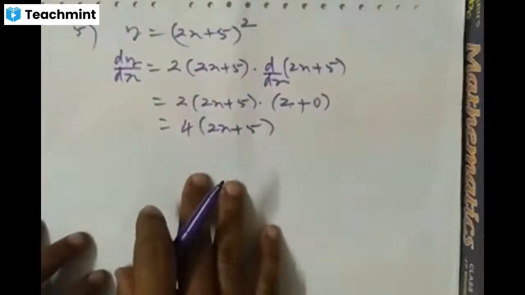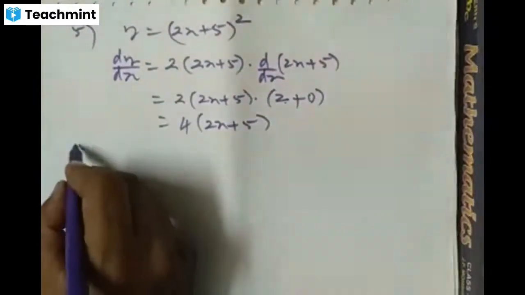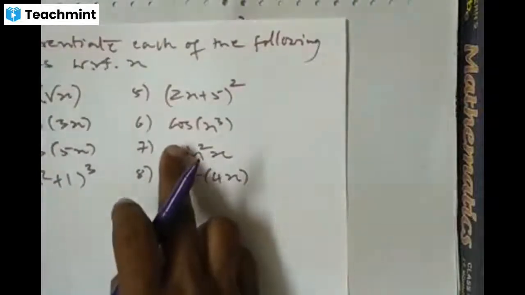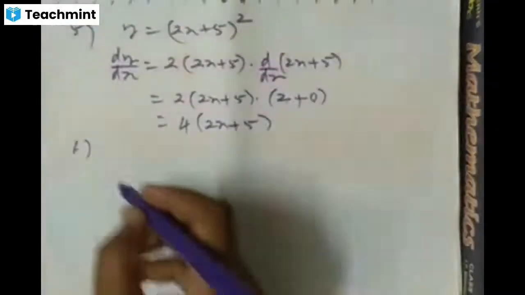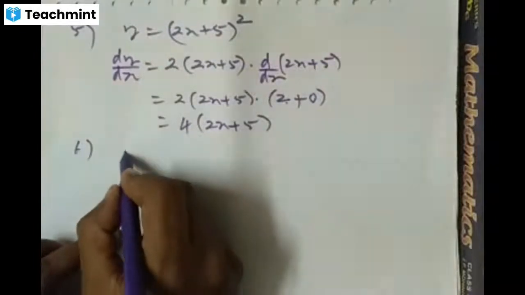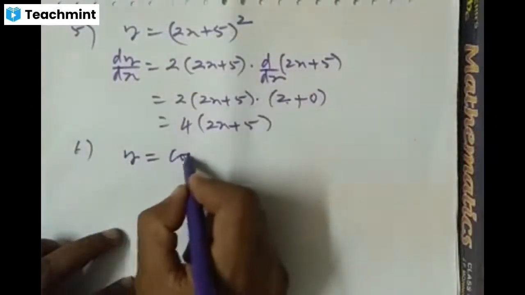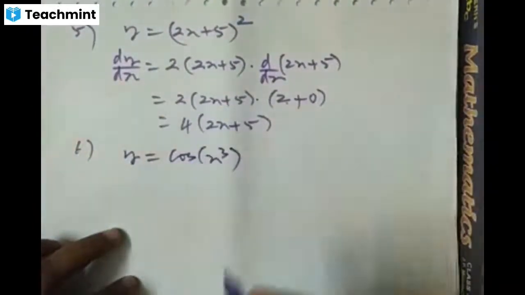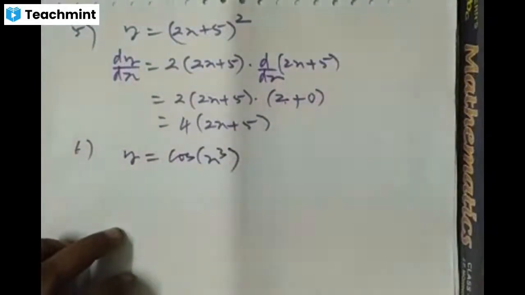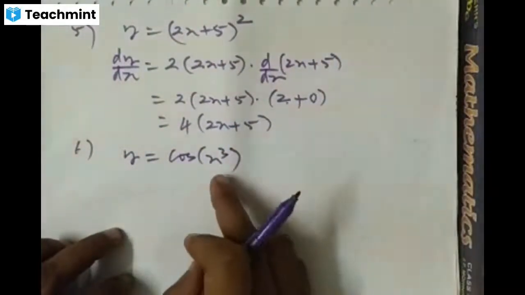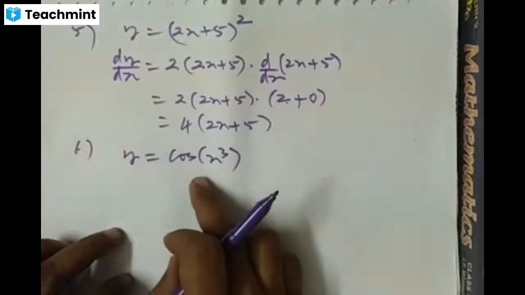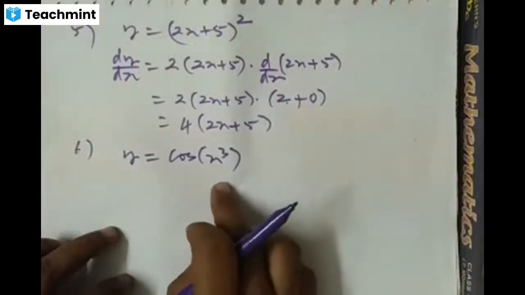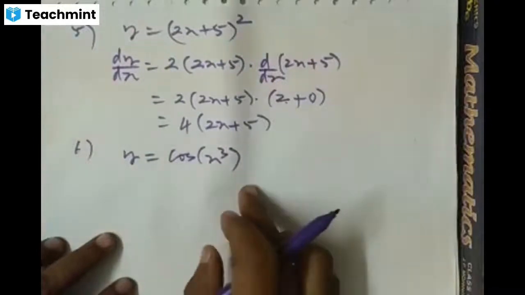Next, problem number 6. The given function is cos of x cube. We shall take it as y. Let y be equal to cos of x cube. So the given function is a composition of the functions x cube and cos x. So we have to use chain rule to find its derivative.